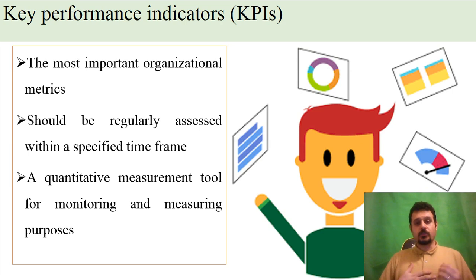It's a quantitative measurement tool for monitoring and measuring purposes. So a KPI can demonstrate how much we achieve our goal. Actually, you want to know your situation in your strategic roadmap, and after that you want to measure your state. You need to measure KPIs. A KPI is a quantitative measurement, a numerical talk with you. For example, you want to know about customer satisfaction. Yes, customer satisfaction is a KPI for your organization.